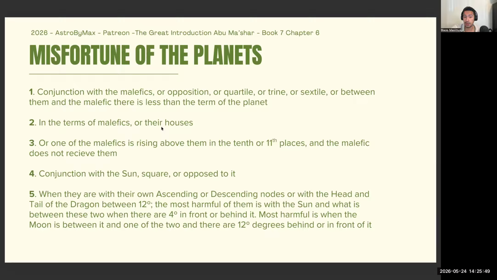So also with the lunar node. And the most harmful of them is the sun, and is between those two when there are 4 degrees before, in front or behind it. And that's why you can actually start to see the effects of eclipses happen 4 days before and 4 days after, because that's when the corruption of the sun starts to happen, when it enters 4 degrees of that node. And the most harmful is when the moon is between the nodes, and one of the two, and there are 12 degrees behind it or in front of it.